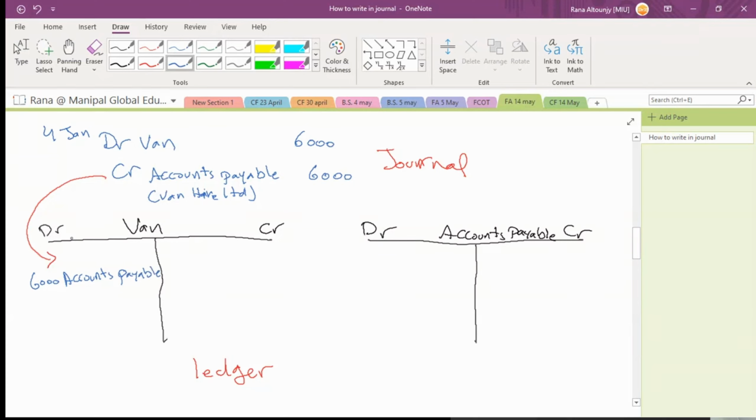So if you notice here, you can read the transaction from the ledger. Debit, van; the other side is a credit, accounts payable. So how do we transfer the other side of the transaction also? The accounts payable, you see it's written on the credit side. It means we have to write on the credit side of the accounts payable T account. What do we transfer? We don't transfer it itself, we transfer the other side of the transaction.